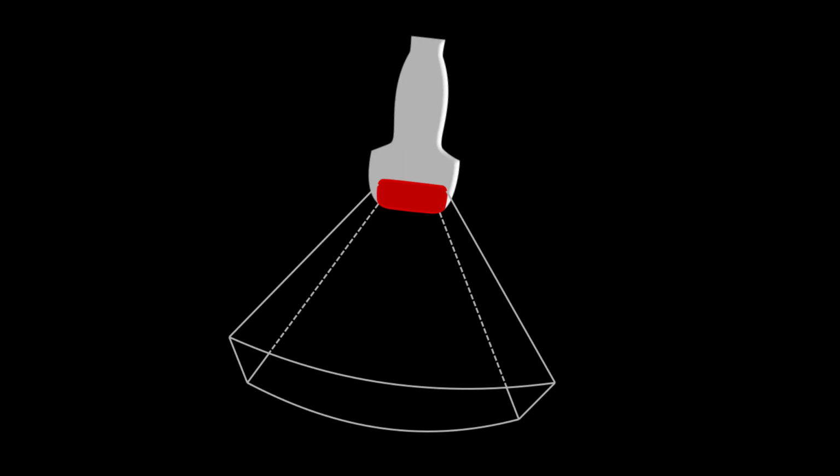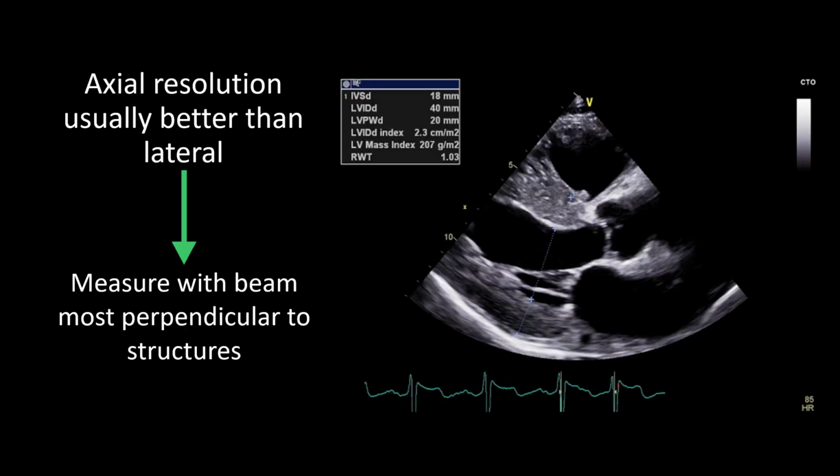Finally, remember that beams are not just wide, they also have an elevation. We're not going to go into what this means in this instance because it becomes a little bit more complicated and not as useful outside of artifact generation applications. A key message practically is that axial resolution is usually better than lateral resolution and is preserved across images. It is thus mandatory to measure structures with the beam as perpendicular to the structure as possible, as in LV cavity measurements.